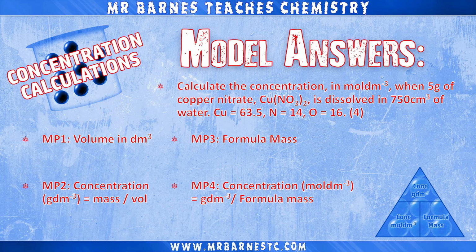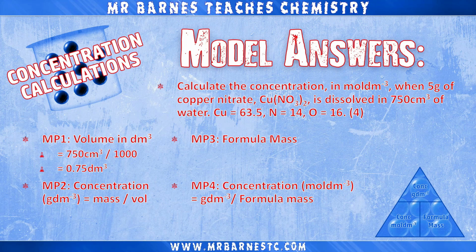This is a much more complicated question, bringing in everything you've learned about concentration calculations. We are looking for the concentration in moles per decimeter cubed, but have a few steps to get there. Okay, so we have a volume in centimeters cubed. Start by converting that into decimeters cubed. So 750 divided by 1000 gives 0.75 decimeters cubed for 1 mark.